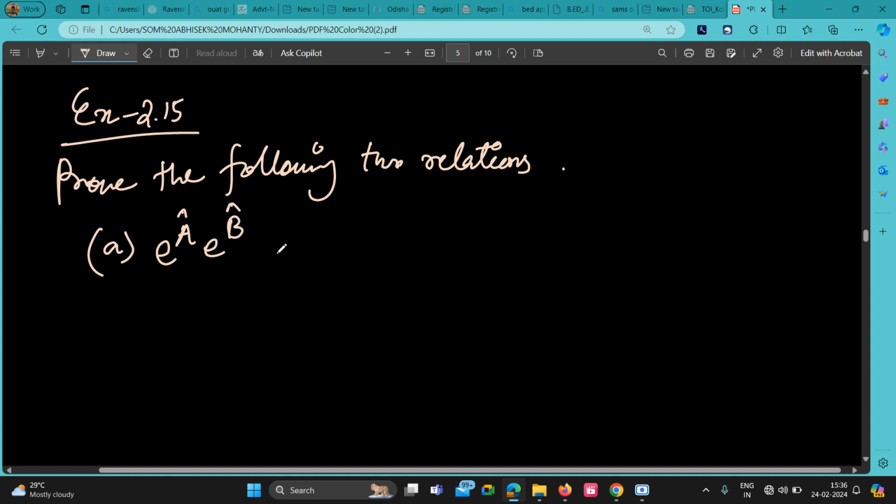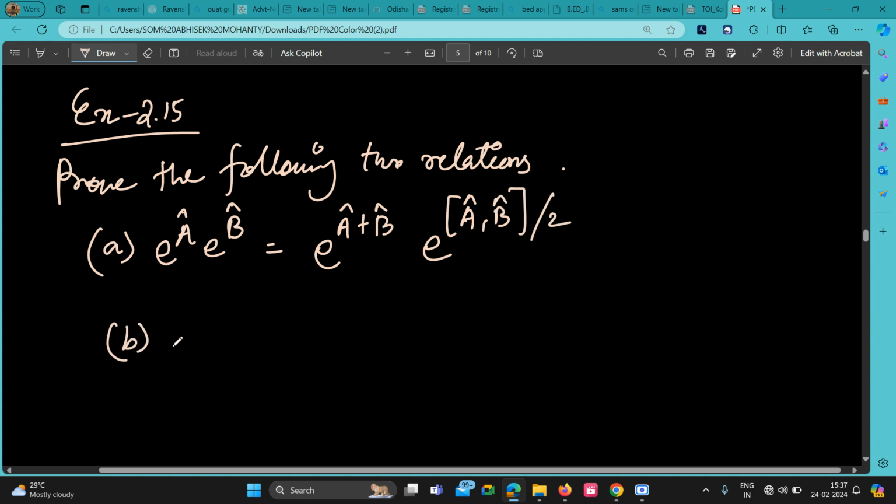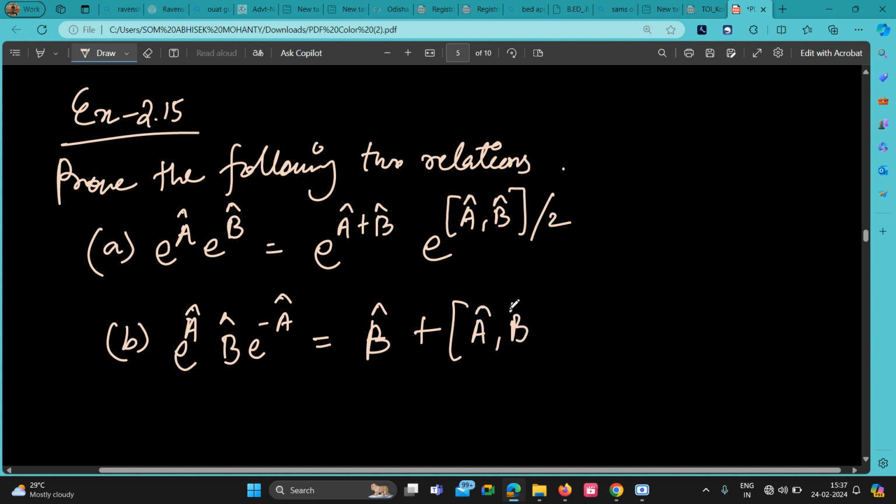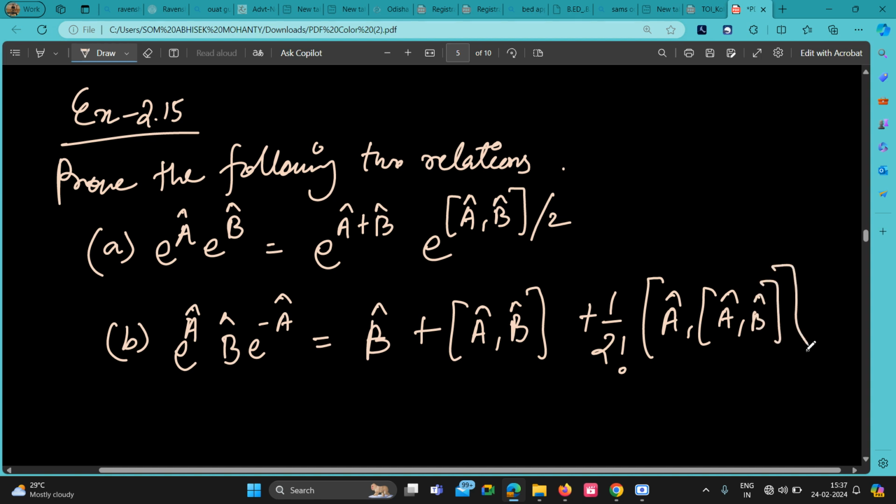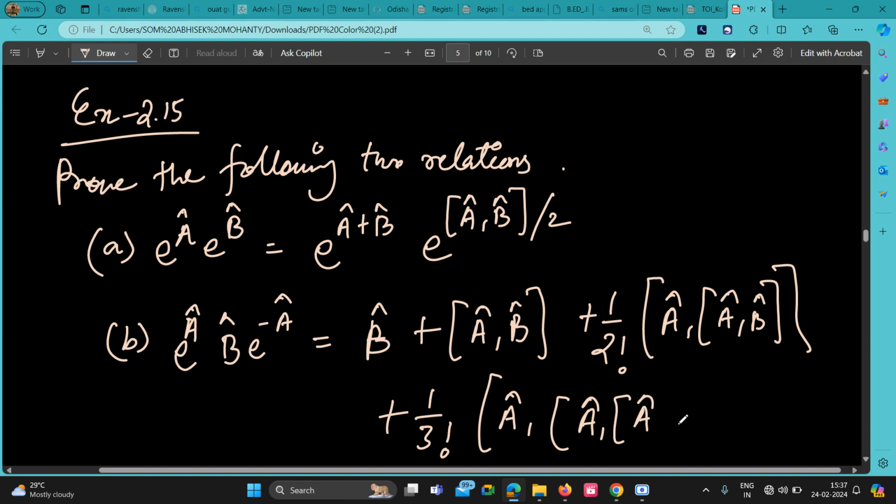e^Â e^B̂ is equal to e^(Â+B̂+[Â,B̂]/2). And e^Â B̂ e^(-Â) is equal to B̂ plus [Â,B̂], plus 1 by 2 factorial [Â,[Â,B̂]], plus 1 by 3 factorial [Â,[Â,[Â,B̂]]].